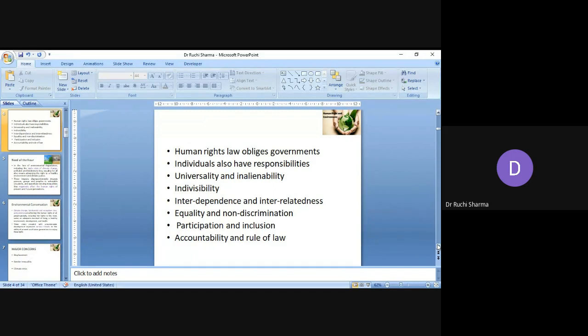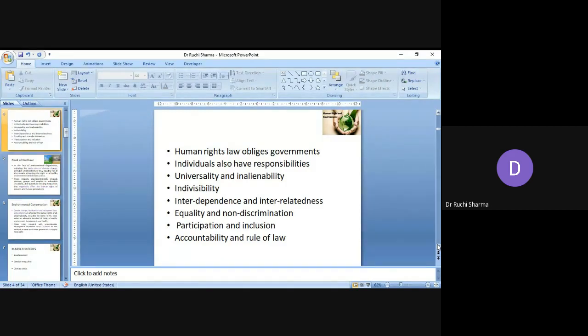Human rights law mobilizes governments to do some things and prevents them from doing others. In this, the individual also has responsibilities in using their human rights. They must respect the rights of others. And no government, group, or individual person has the right to do anything that violates another's rights.